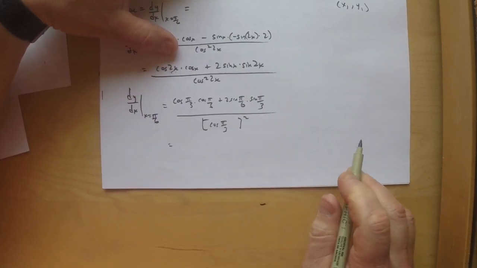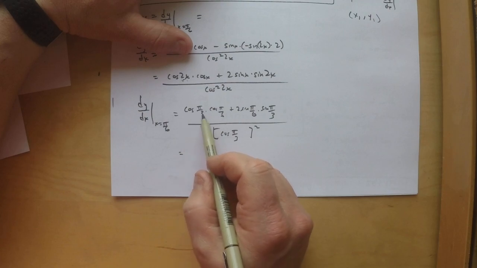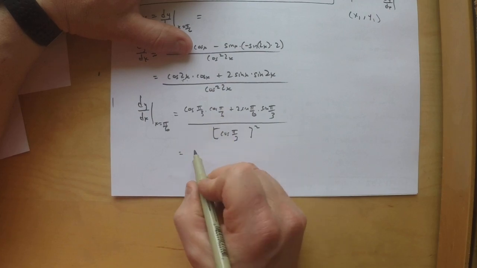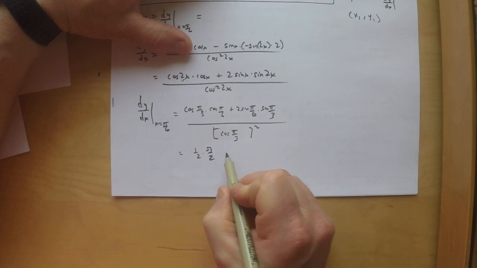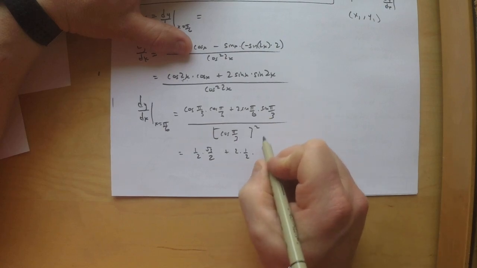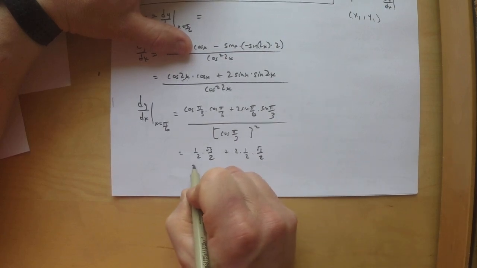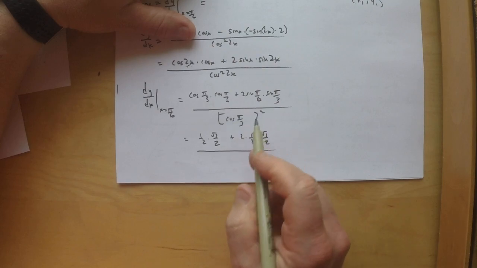And now here comes your pre-calc 12 out again. So cos of pi over 3, that's cos of 60, is 1/2. Cos of pi over 6 is root 3 over 2. Sine of pi over 6 is 1/2. Cos of pi over 6 is root 3 over 2. All over cos of pi over 3 again is 1/2, and 1/2 squared is 1/4.